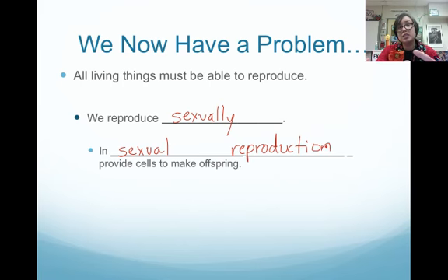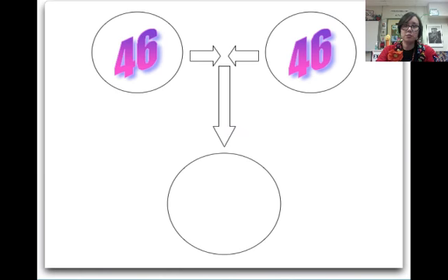So we have to have a special process to make our specialized cells that are used in sexual reproduction. So it's going to be a little more sophisticated than the process of asexual reproduction that we saw in the amoeba earlier in our last presentation. So here's an example. In sexual reproduction, we need to take one cell from mom and also another cell from dad. So let's say that this cell is coming from mom and this cell is coming from dad.